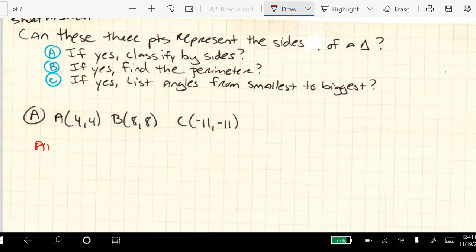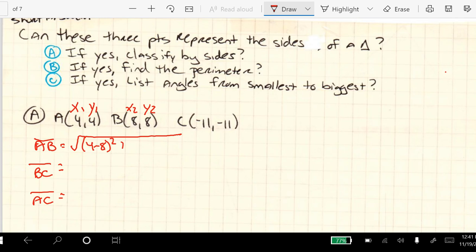So I'm going to start off with AB. That's one of the sides. The second side will be BC, and then the third side will be AC. So let's see if this is going to happen. Now the square root, again, it's x1, y1, x2, y2. So it's going to be 4 minus 8 squared plus 4 minus 8 squared.